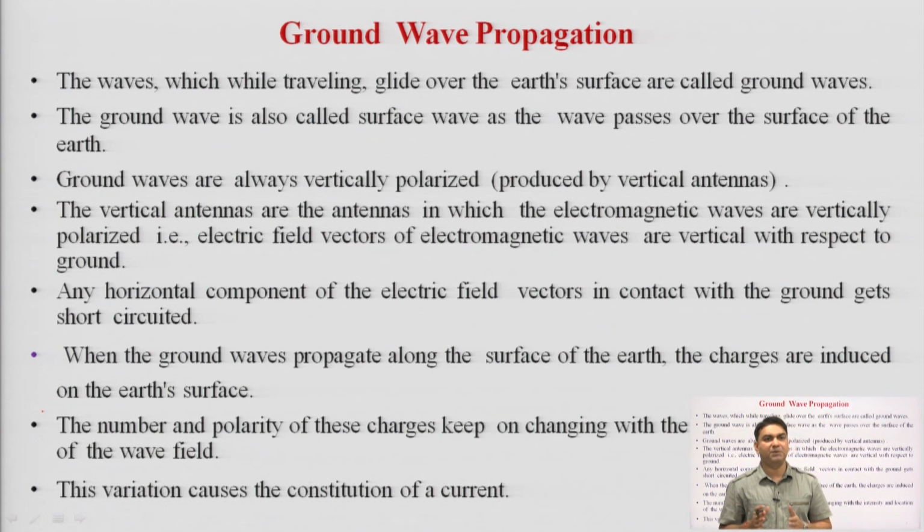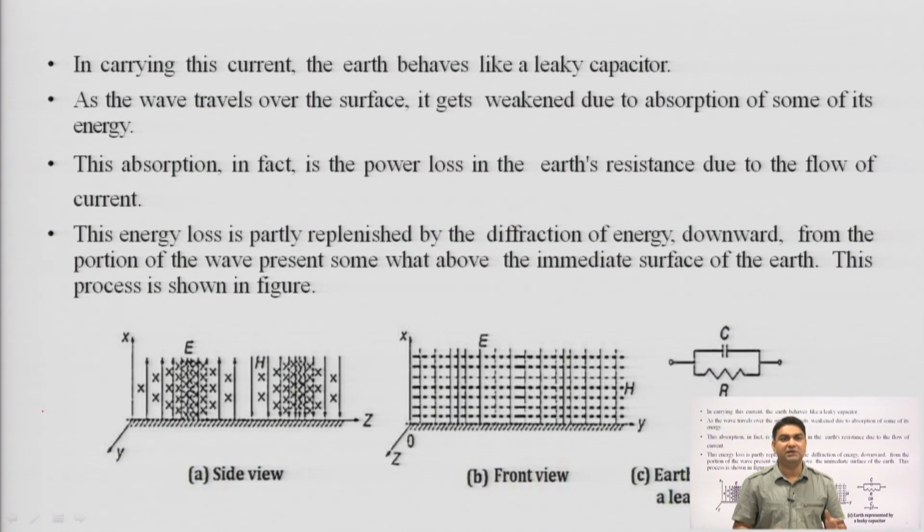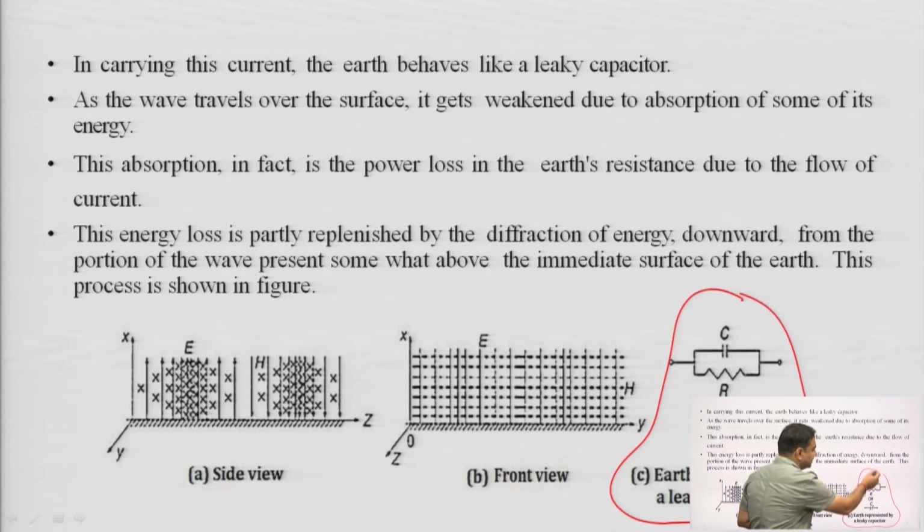So, when the ground waves propagate along the surface of the earth, charges are induced on the earth's surface. The number and polarity of these charges keep changing with the intensity and location of the wave field, and this variation causes the constitution of a current. That is why the earth can be considered a leaky capacitor in the case of ground wave or surface wave propagation. And this phenomenon, when the surface of the ground behaves as a leaky capacitor, can be represented like this.